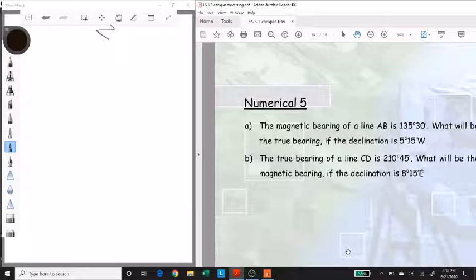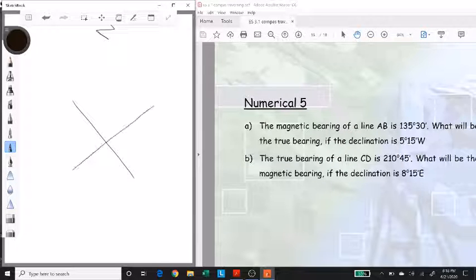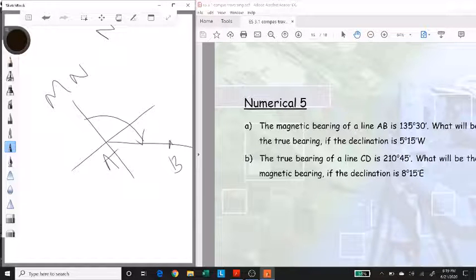So if we draw a picture of this, first let's draw the grid, and the bearing of the line is 135:30. So that means the whole circle bearing would be somewhere over here. This is point A and this is point B, and the bearing is given, which is 135:30. Now this bearing is magnetic bearing. So that means it is from magnetic north and not from the true north. And what they're asking you to do is find out the true bearing from the true north. And the declination is 5 degrees 15 minutes west.